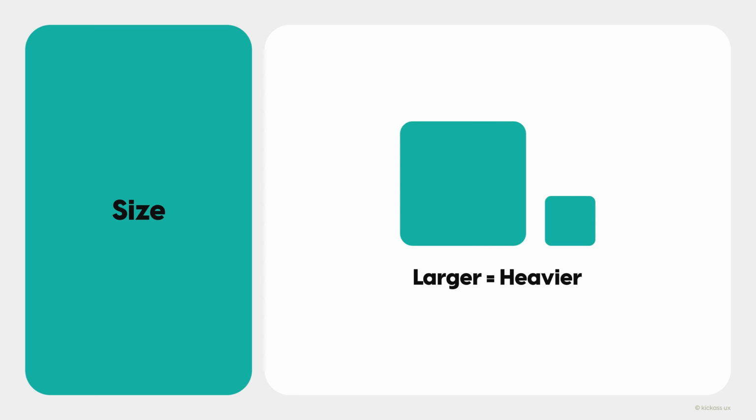Here are 6 factors that contribute to the perceived visual weight of an element on a page. Let's break down each of them. First is size. Elements that are larger appear to be heavier than those that are smaller. With that in mind, looking at these 2 squares, which one attracts your eye more? The bigger one, right? That's because our brains perceive it as being heavier than the other object.